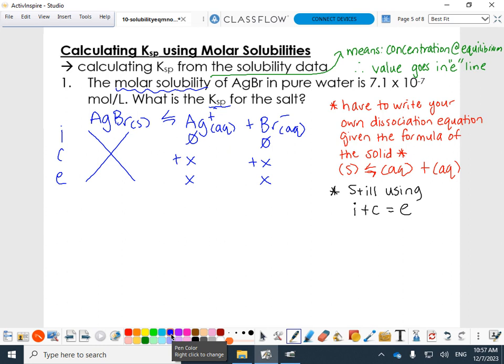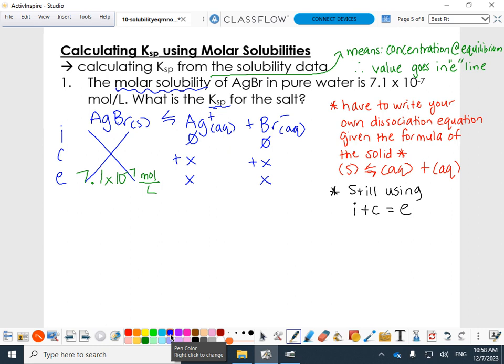So if your strategy in the first chapter was to do the ice table and then figure out, are you given K or are you given X, you could do the same thing here. So now we are asked for KSP and we're given the molar solubility. So I just told you the value goes in the E line. It technically says the molar solubility of AgBr. So AgBr is here. Okay? 7.1 times 10 to the negative 7. But if we cross out the solid, isn't that value useless?